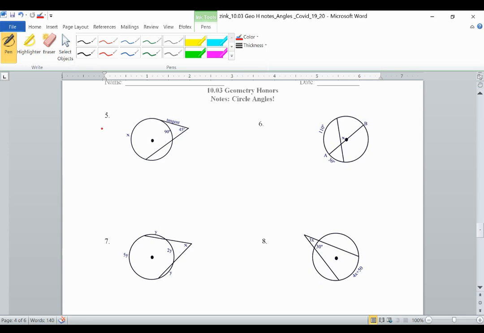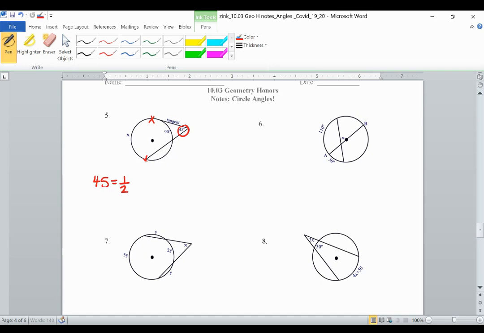Okay, so number 5, I'm looking for x. So x is the arc from this point to this point right here. They've given me an angle at 45 degrees that's outside the circle. So I know if I have an angle with the vertex outside the circle, it's equal to half the difference of our arcs. So the angle is equal to half the difference.